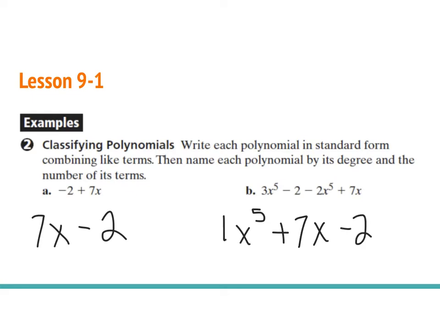So notice here how we have 3 terms. So a 3-term polynomial is also called a trinomial. Again, just a little bit of naming here. And the biggest degree we have is that 1x to the fifth. So this polynomial is a 5th degree trinomial.